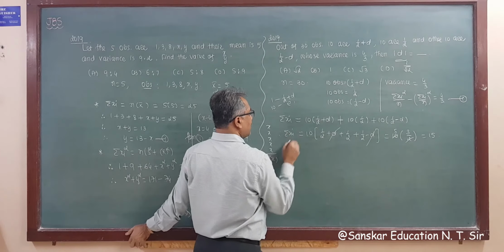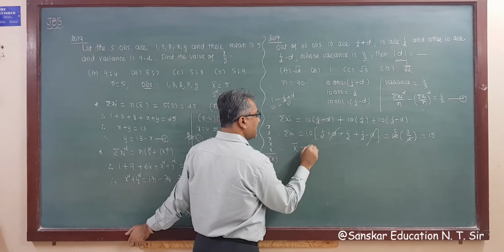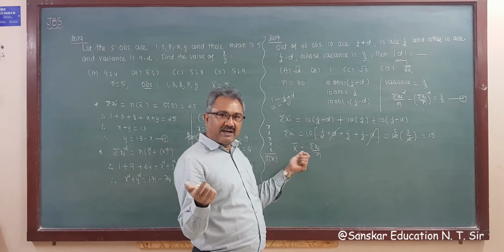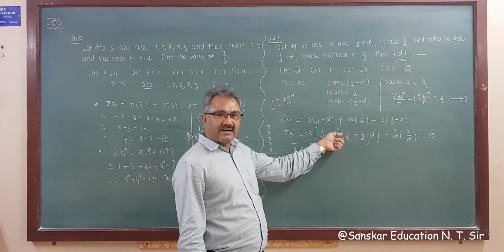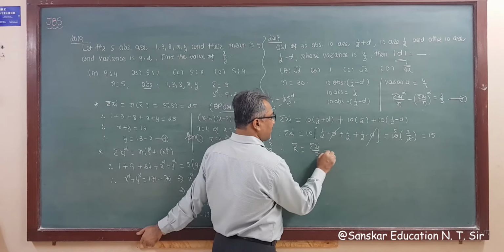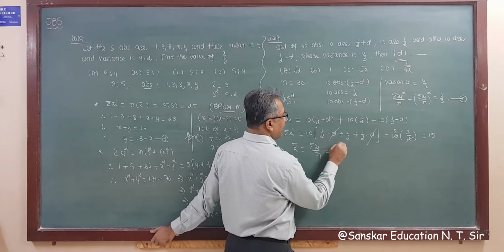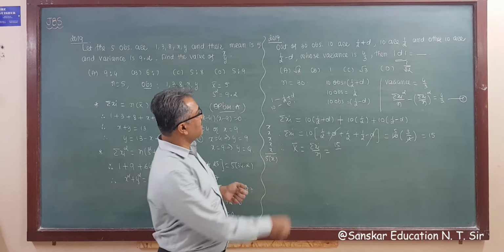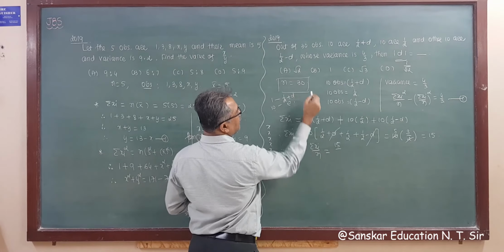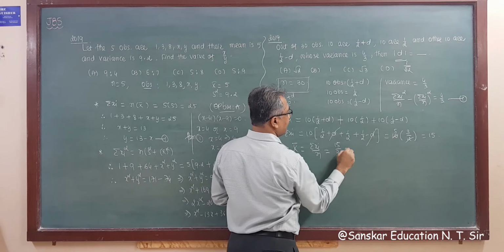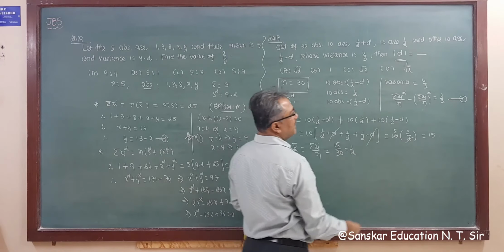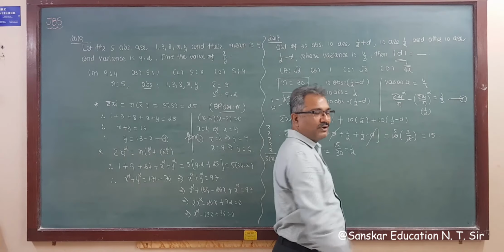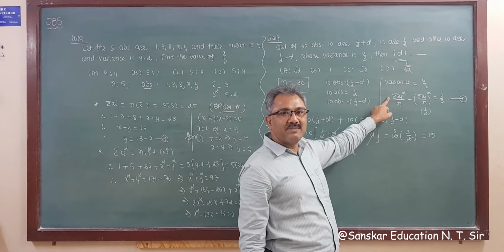So what is your x bar? x bar is equal to sigma xi upon n. If you want to find out, then find; otherwise, no need to find it here. But this is simple, so I am finding it here. Sigma xi is 15 and n, the total number of observations, is 30. So the mean is half. So here the value of this is half. Now it remains to find out sigma xi square.